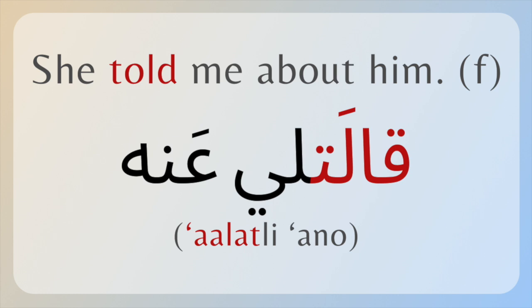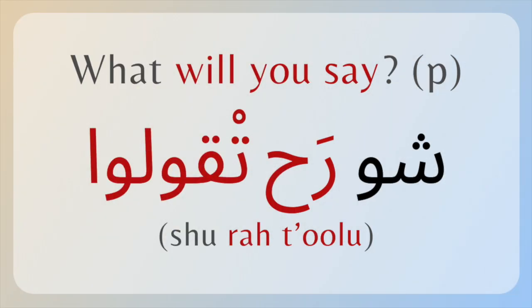قالت لي is a combination of the conjugated form قالت, which means she told, and li is the suffix which gives the word the meaning she told me. عنه means about him. What will you say? Addressed to a group of people. شو راح تقولوا؟ شو means what, and راح تقولوا means will you say.